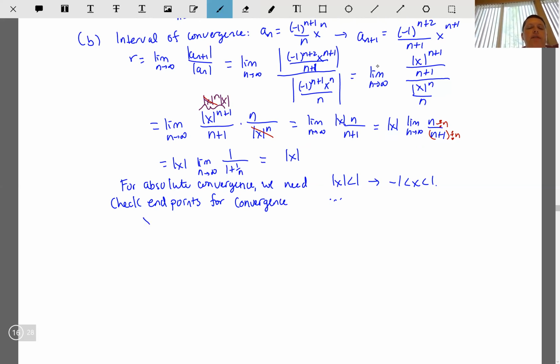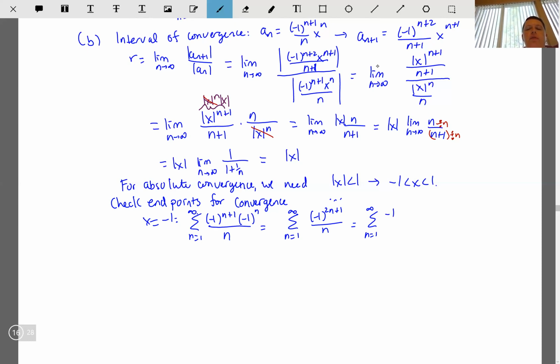All right, so if x equals negative 1, what does our series become? So we have negative 1 to the n plus 1 times negative 1 to the n over n, which is going to be, well, negative 1 to the 2n plus 1 over n, which is just negative 1 over n. So I have negative summation n going from 1 to infinity of 1 over n, and this diverges because it's the harmonic series.